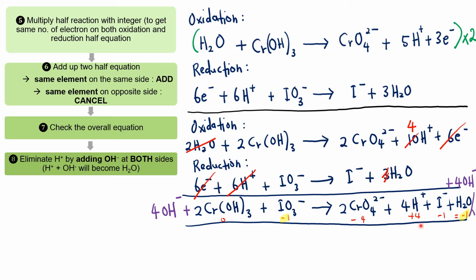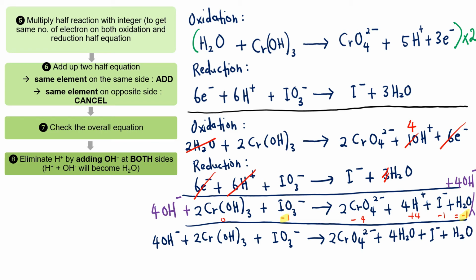So now 4H plus with 4OH minus, so this will form 4 water. So we have 4 water here and 1 water. So we have water on the same side, same element on the same side. So bila on the same side, maksudnya we have to add. Okay, so 4 plus 1, the answer is 5. So in our final equation, you have to write di bawah ini.